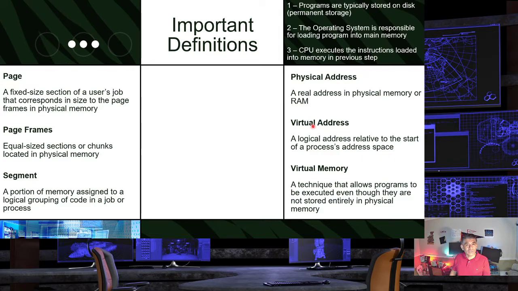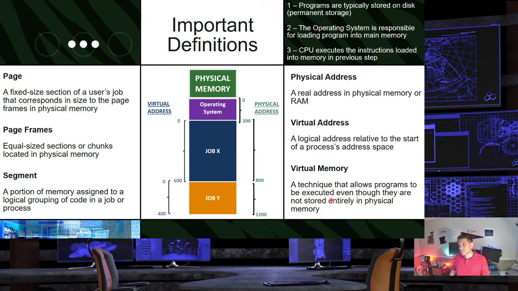We move to virtual address and define that as the logical address relative to the start of a process address space. And finally, we define virtual memory as a technique that allows programs to be executed even though they are not stored entirely in physical memory.